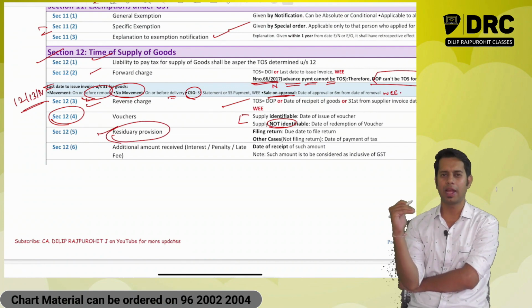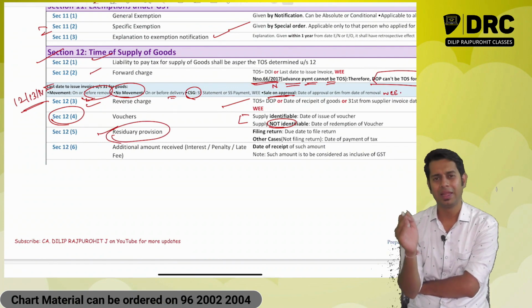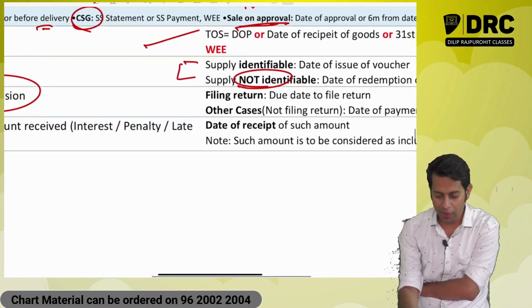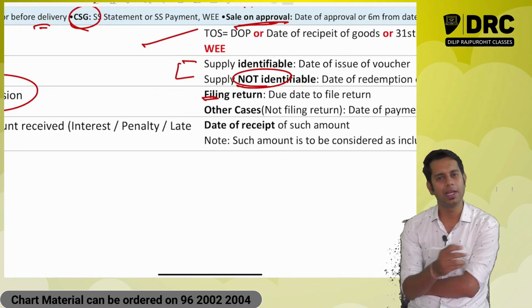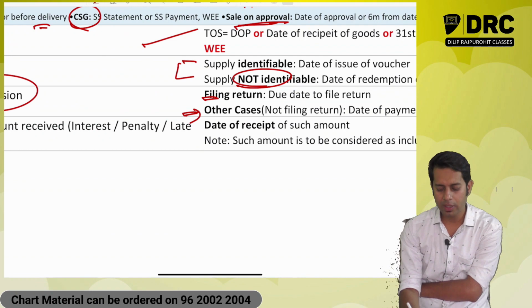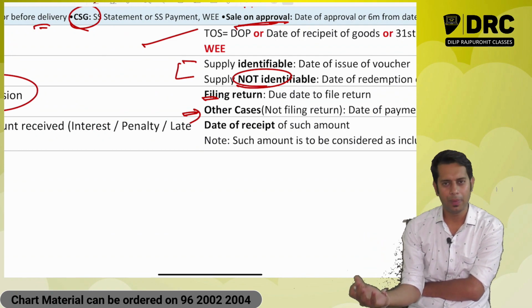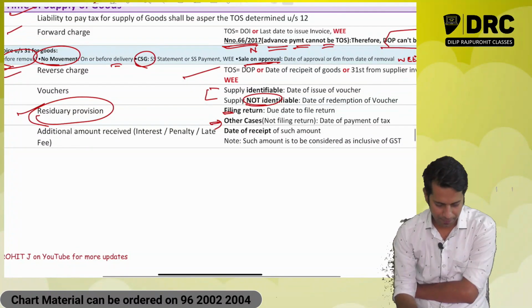If you are not able to find the time of supply as per any of the above provisions, then if you are a person who is liable to file the returns, the due date of filing return will become the time of supply. In all other cases, the date of making the payment of taxes will become the time of supply.